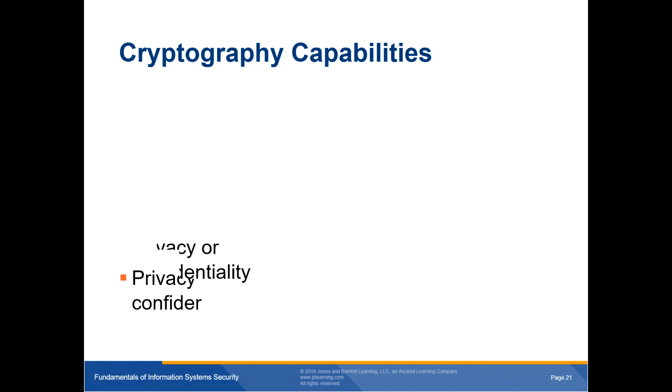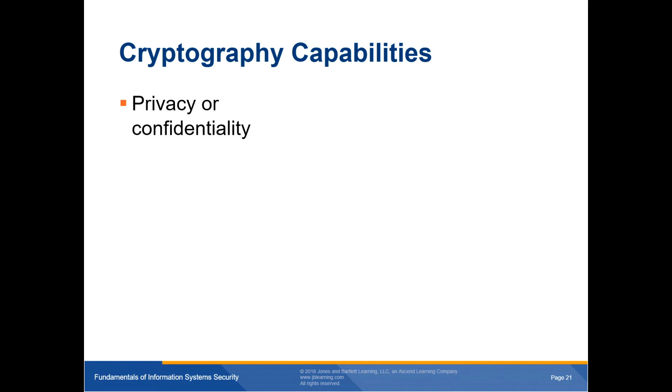Cryptography capabilities, privacy or confidentiality. Cryptography scrambles information so that only someone with the right cipher and key can read it. Note that this person could include a clever cryptanalyst. Integrity, again, we talked about this. Cryptography protects integrity by providing checksums or hashes. You can compare these with a known table of good values to prove that data have not changed.